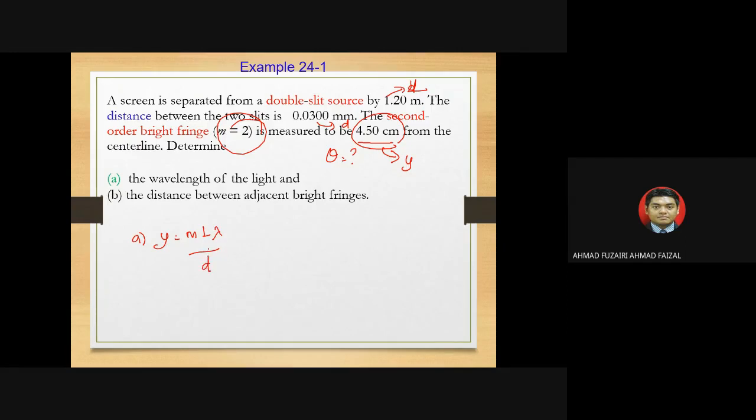So what you want to calculate is lambda. Lambda is d y over m L, and definitely you will get a value. I don't remember the answer, if I'm not mistaken, 563 nanometers. All possible answers are possible values. When you substitute, make sure it is in SI units, which is meters.